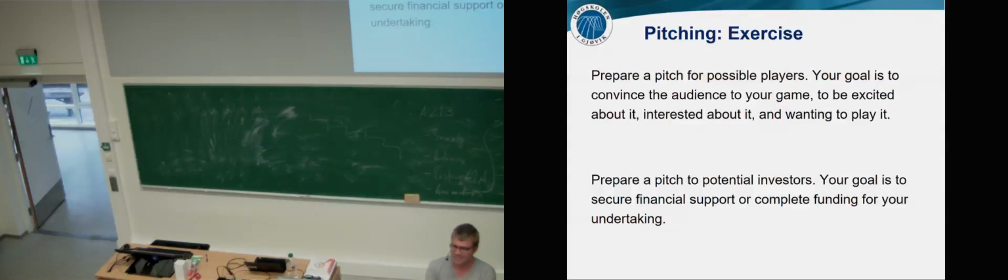No? Sorry? Valid point. There you go. That's the intellectual property. Yeah, it's a valid concern. You need to consult your lawyers first before you can do that.